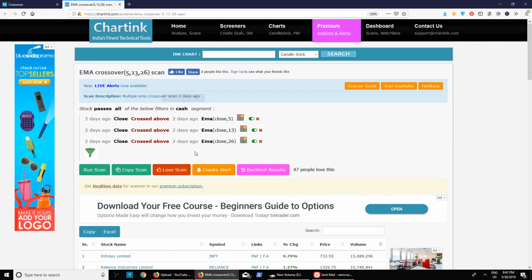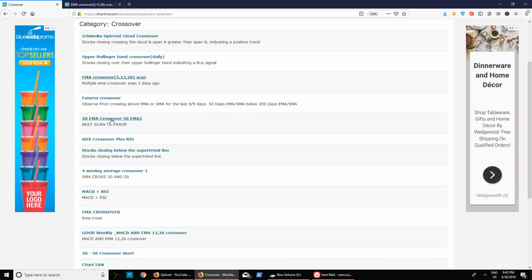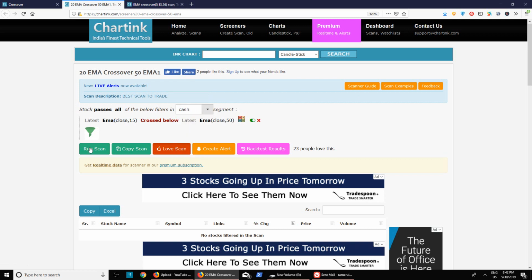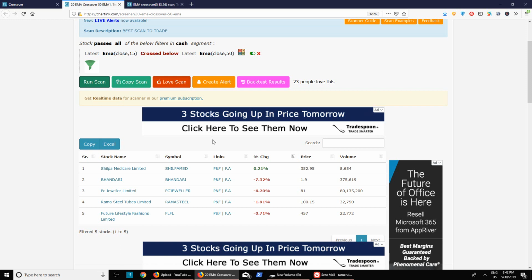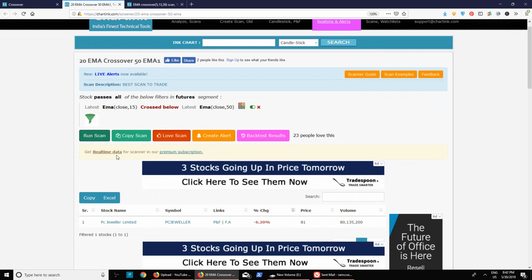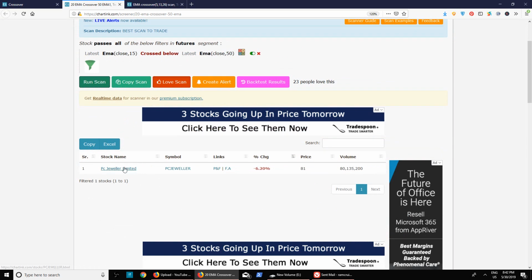Same way, you can work on another crossover, something like the 15-day moving average, or you can change it to the 20-day exponential moving average, crossing the 50, and the stocks which have crossed. Here the filter is for Nifty 50 stocks, which is very good. If you click on cash, you will get all the cash segment stocks. If you click on futures, you will get futures, and there is only one stock here.